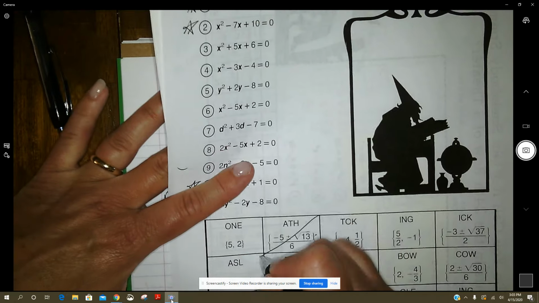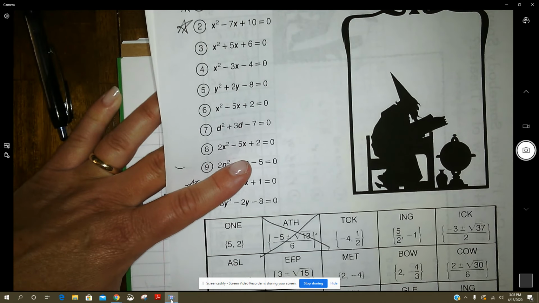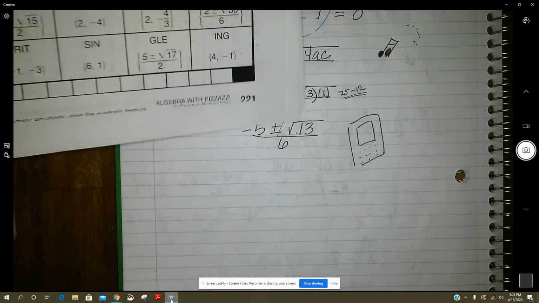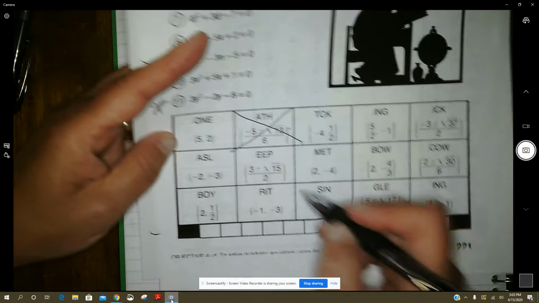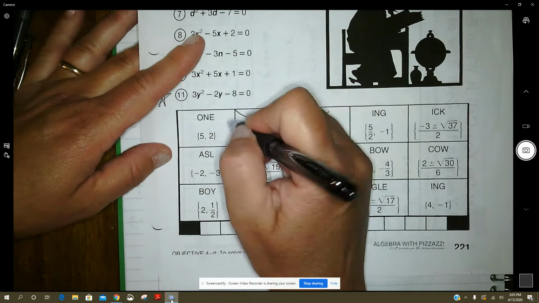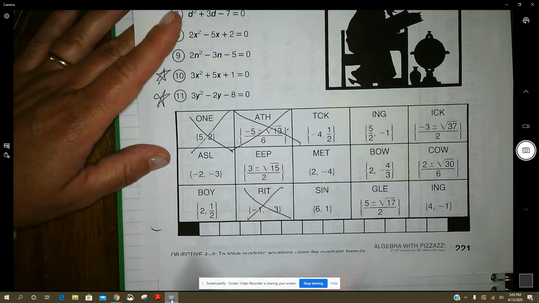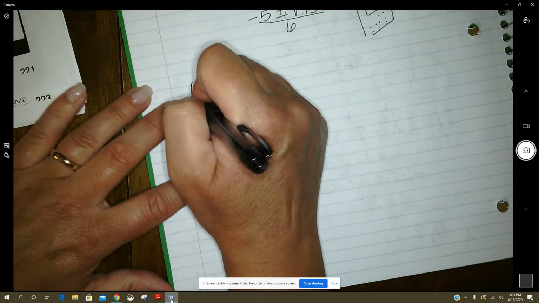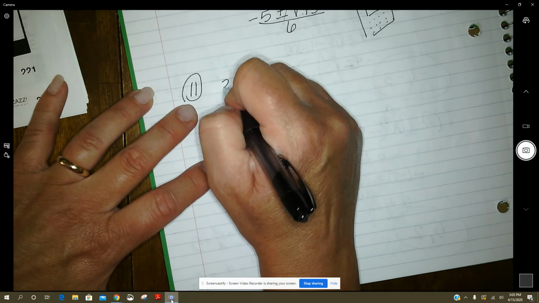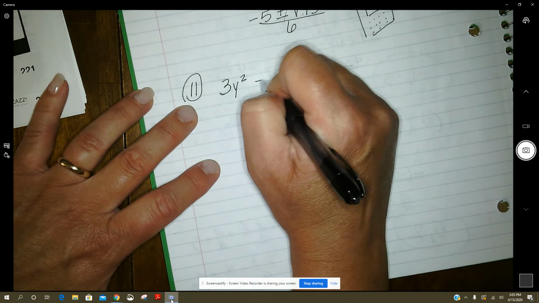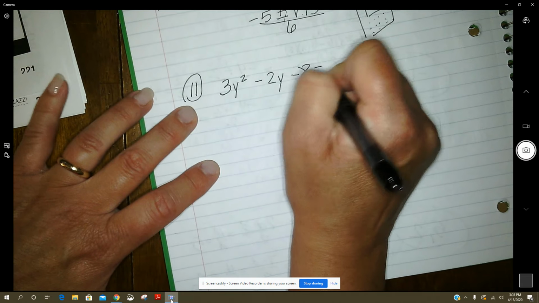So I'm crossing this out. Okay. I'm also going to go ahead and cross out, since I'm here, -1 and -3. And I'm going to cross out 5, 2, because that's what I got for the other ones. Let's do one more, ladies and gents. One more. Number 11. All right, 3y squared minus 2y minus 8 equals 0.